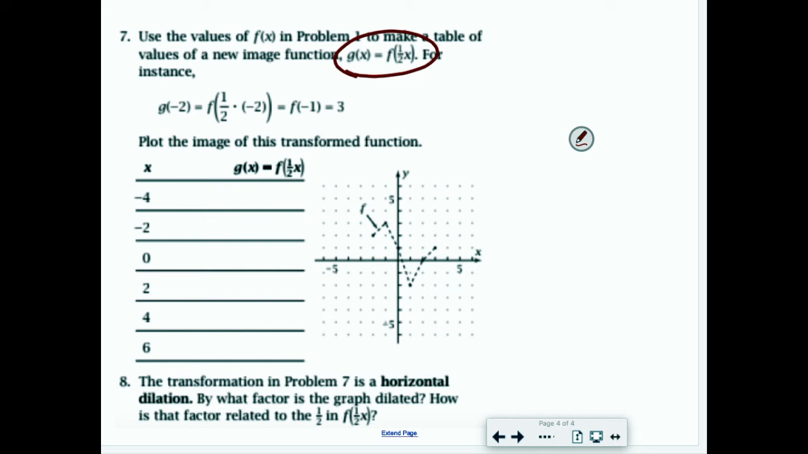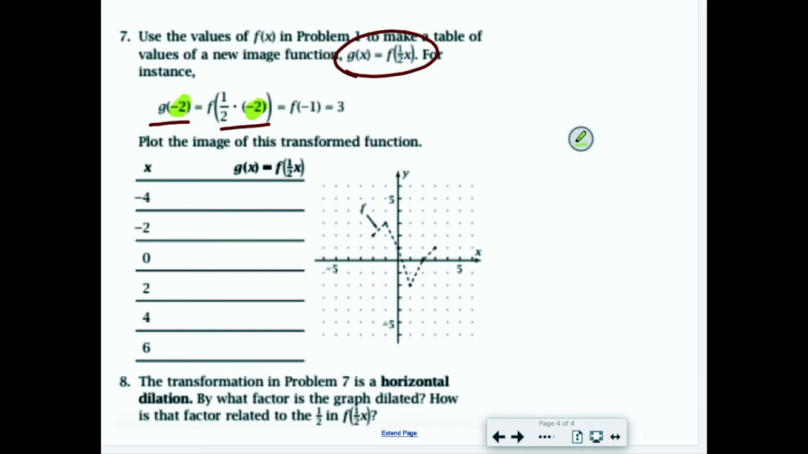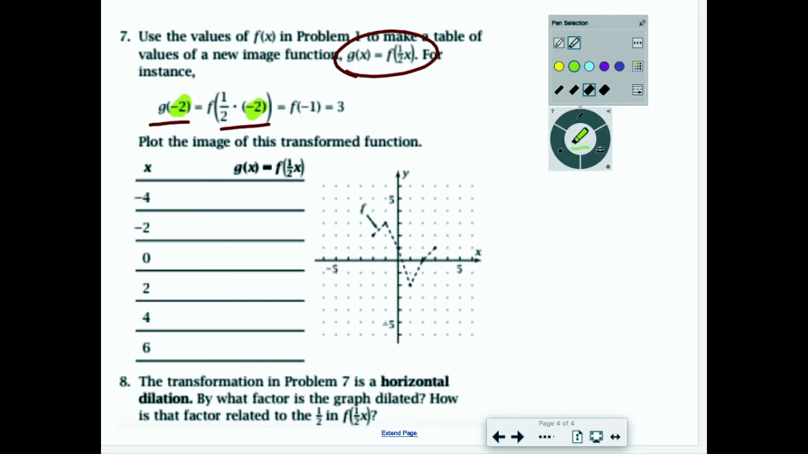So, if we were looking at this example, g(-2), you plug in a -2, you multiply it by a half. Whatever is in this area of the function is right here. You perform what's inside the parentheses and get your -1. And f(-1) is 3.